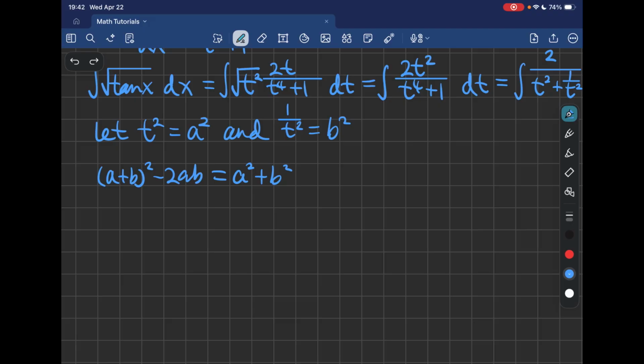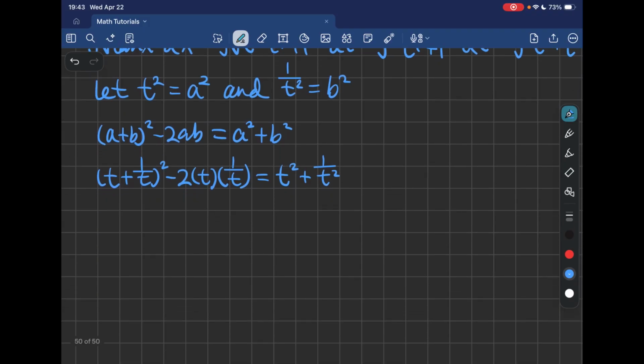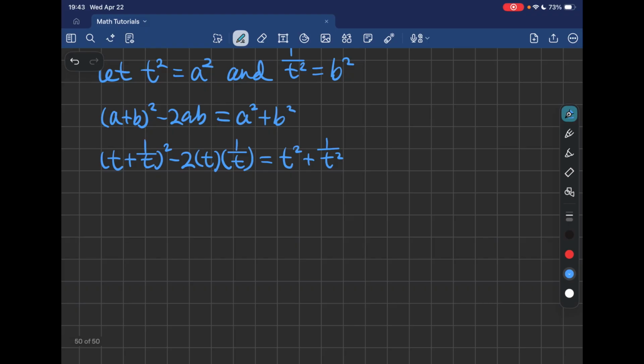So if we substitute something of t into this equation, a is just t, then b is just 1 over t. So (t + 1/t)² − 2 times t times 1/t. That thing equals t² + 1/t². You might not understand why I'm doing this substitution and random algebraic manipulations, but you will see later. Because after all of the things I'll be doing, it will suddenly make sense in the end.